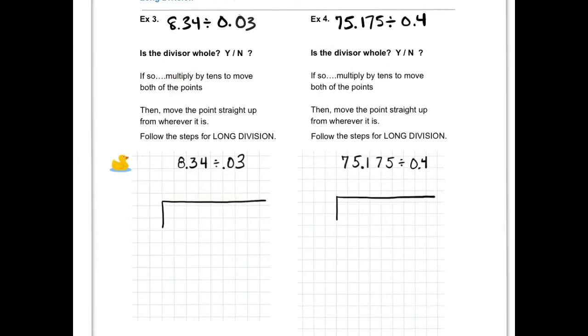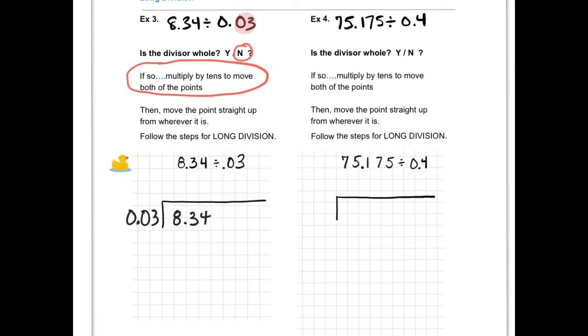All right, let's go on to our next example, example 3. 8.34 divided by 300. Is my divisor a whole number? No. That means I need to multiply by tens to move the decimal points so that my divisor is a whole number. So 300 goes into 8.34.